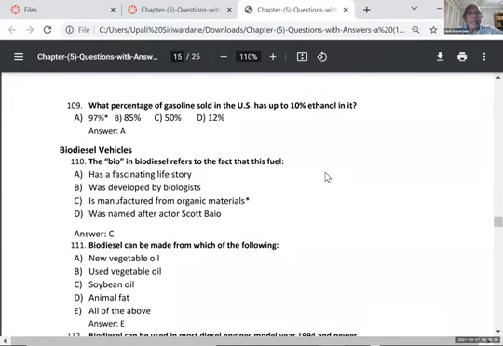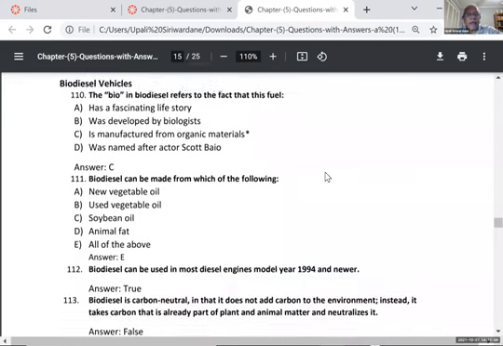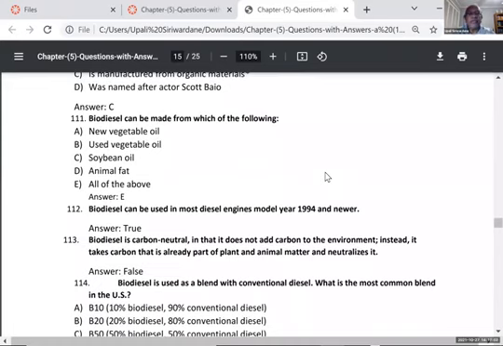Biodiesel vehicles. Biodiesel refers to the fact that fuel is coming from organic material. This star also is the correct answer. Biodiesel can be made from the following: new vegetable, used vegetable, soybean, animal fat, all of the above.